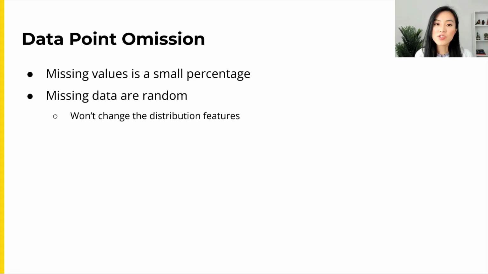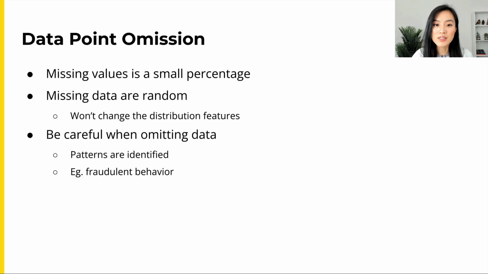If any patterns are identified, then we need to be careful about removing them, because that could lead to interesting and meaningful business insight. For example, for fraud detection problems, it's possible that fraudsters refuse to report some of the information. And usually we don't have lots of labeled data points of fraudsters. If any of those data points have missing features, we should look into why rather than simply removing them.